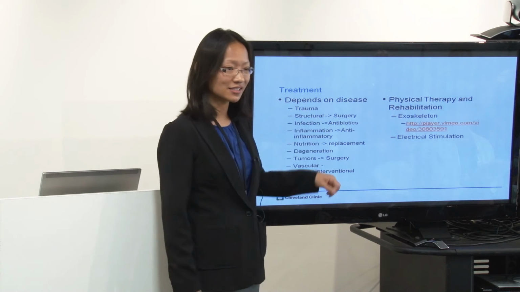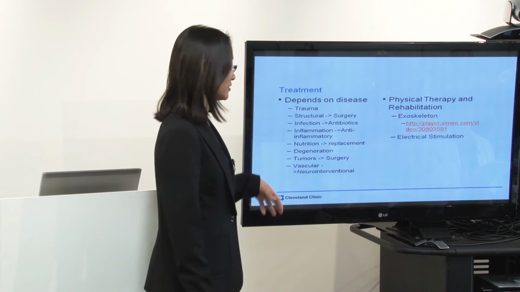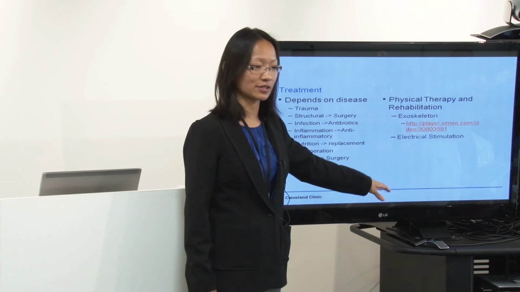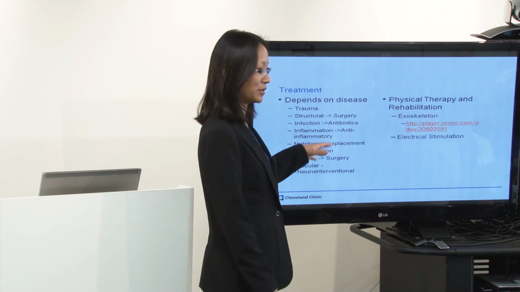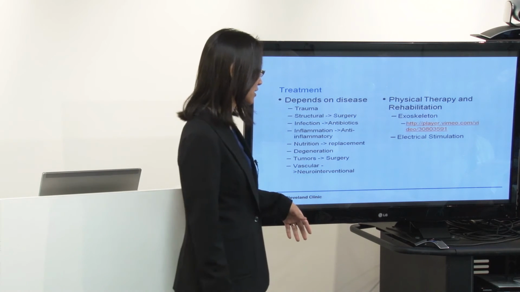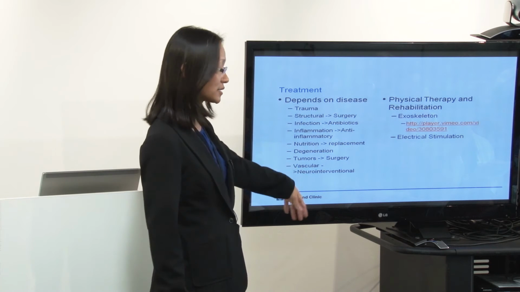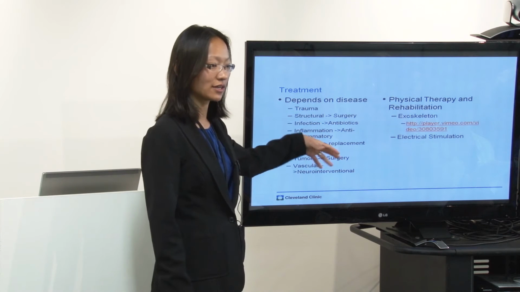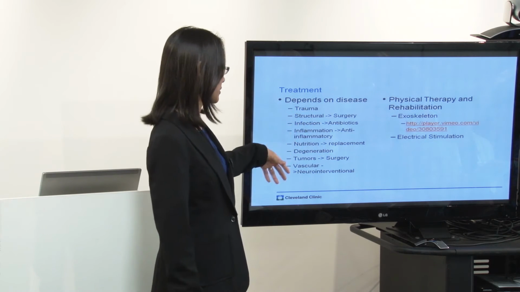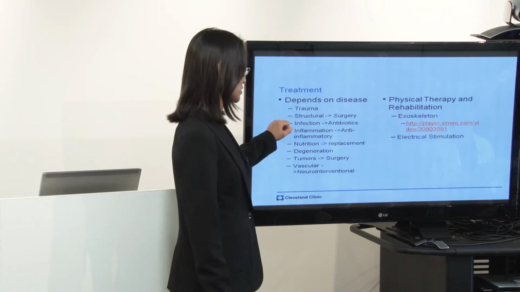Treatment depends on the disease, right? So the treatment for someone with trauma is different from someone with a herniated disc, from an inflammatory process, from an infection. So we kind of go through that process. What caused it? What caused the injury? How can we help it? So trauma has its own special circumstances.